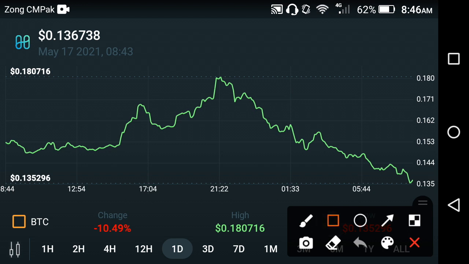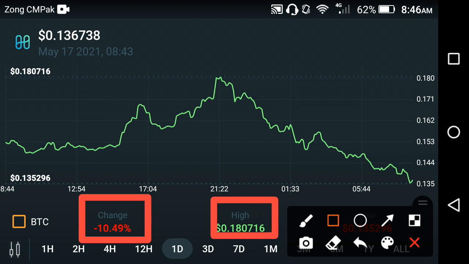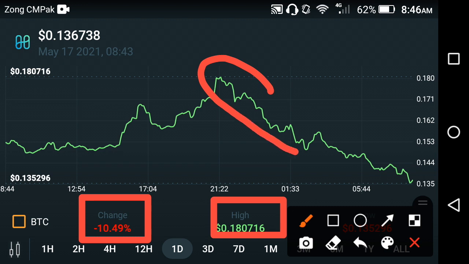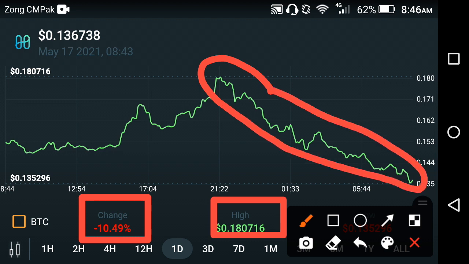Last 1 day prices in Harmony are negative, a 10.49% price fall. And if you look at the highest price, 0.180716 US dollar is the highest price of Harmony. On the other side, if you look at the price changes, absolutely this time the very bad falls continue in Harmony. I hope that very soon they finish this.